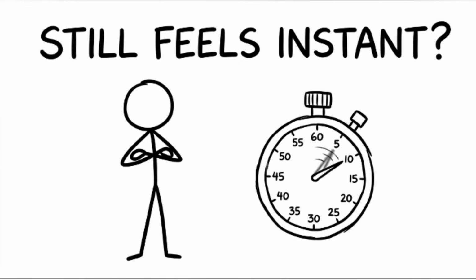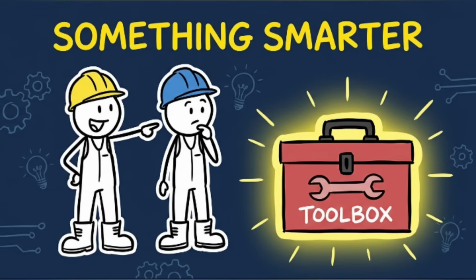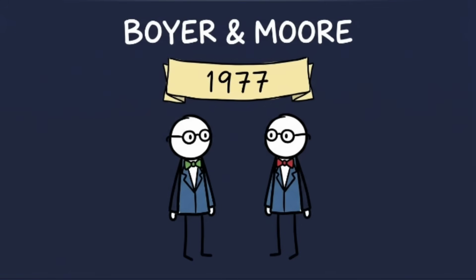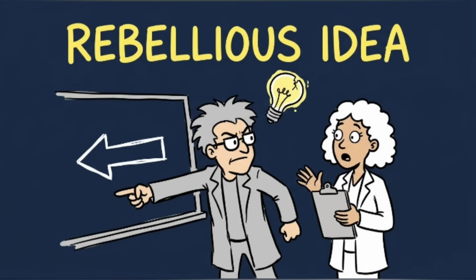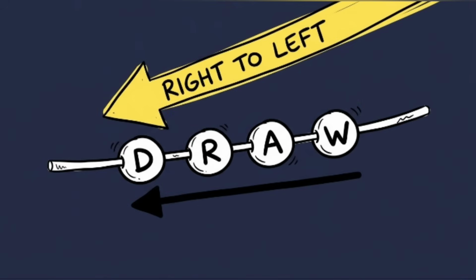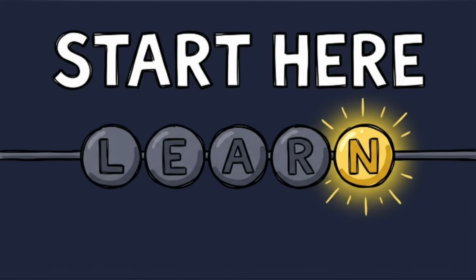So why does Ctrl+F still feel instant? Because the engineers behind it reached for something smarter, built decades before browsers existed. In 1977, Robert Boyer and J Moore published an algorithm with a rebellious idea. Instead of comparing your word left to right, start from the right end instead.